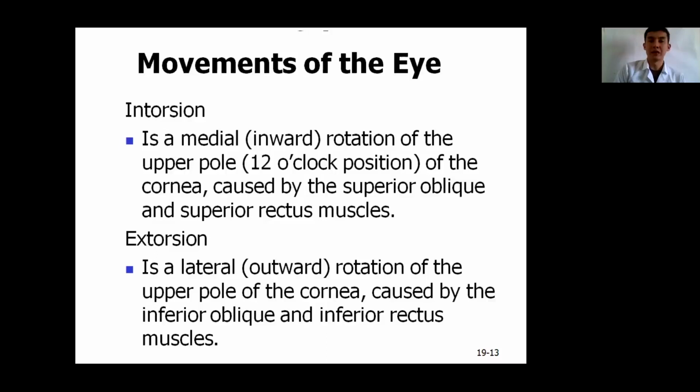movements. In this presented diagram, you see the two types of movement: intorsion and extorsion. Intorsion is a medial rotation of the upper pole of the cornea, caused by the superior oblique and superior rectus muscles. Extorsion is a lateral rotation of the upper pole of the cornea, caused by the inferior oblique and inferior rectus muscles.